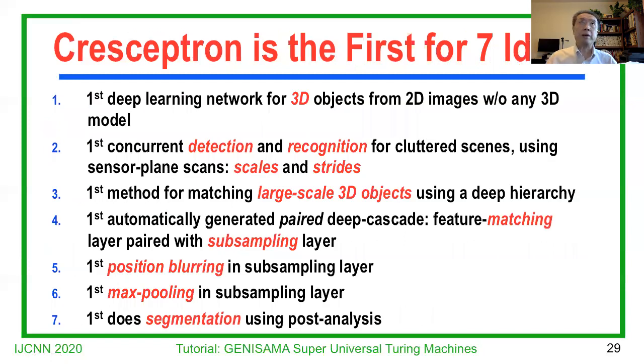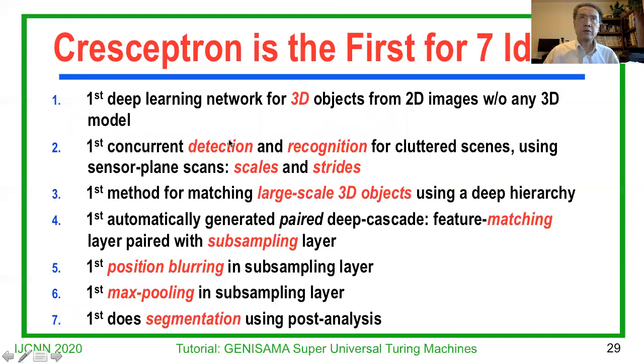Now, what do I mean by plagiarism? I will talk about the 7 ideas. Cresceptron is the first for all 7 ideas, and many people use the 7 ideas and take them for granted. Number 1: it's the first deep learning network for 3D objects. I use red to show the key. It's 3D without any 3D model.